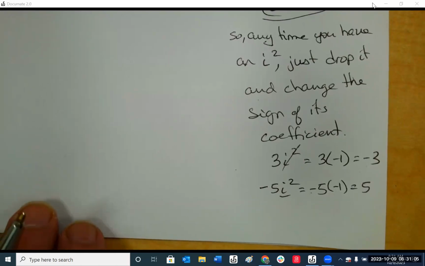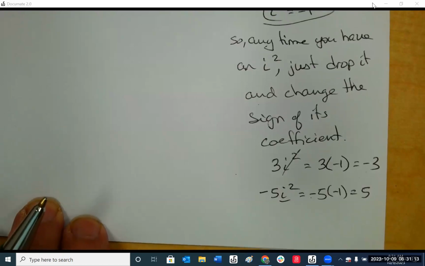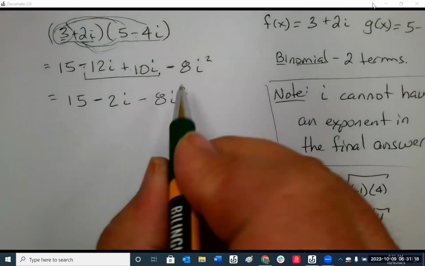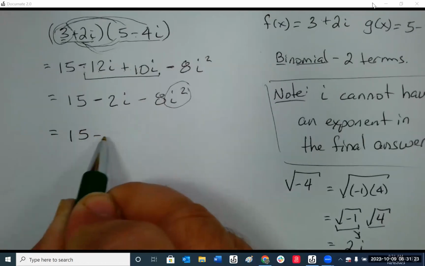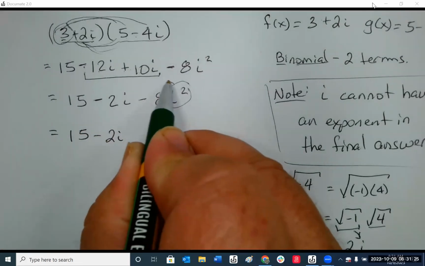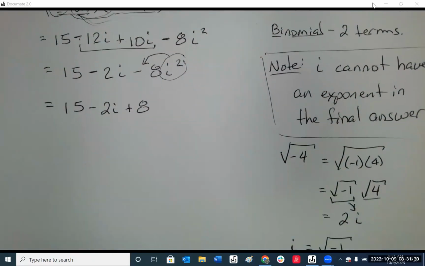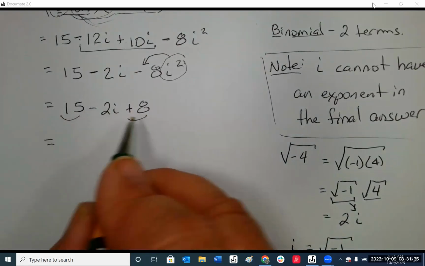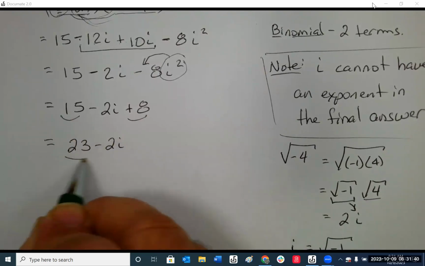So back in our example, we have an i squared here. So this becomes 15 minus 2i. This changes that sign. Combine like terms. 15 plus 8 is 23 plus i.